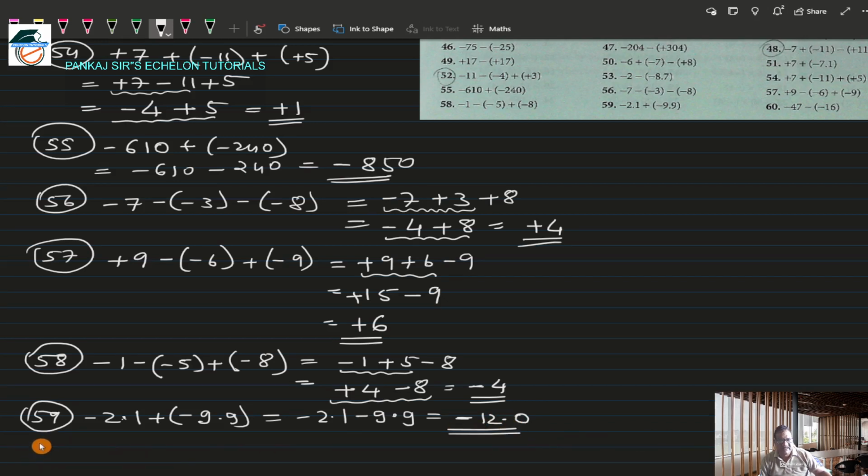Okay. And the last one, of course, the 60th one, is a minus 47 minus a minus 16. This will be minus 47 plus 16. And because this is opposite sign directed numbers, I'll take the sign of the bigger number, that is minus, and I'll subtract 16 from 47. So 7 minus 6 is 1 and 4 minus 1 is 3. So minus 31 is the answer for the 60th one.